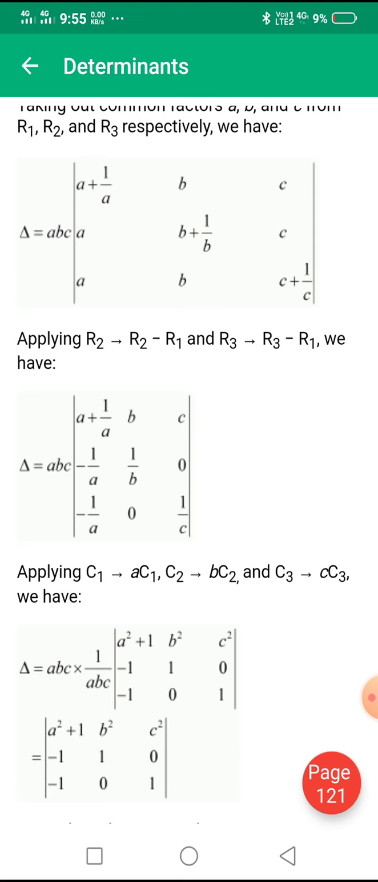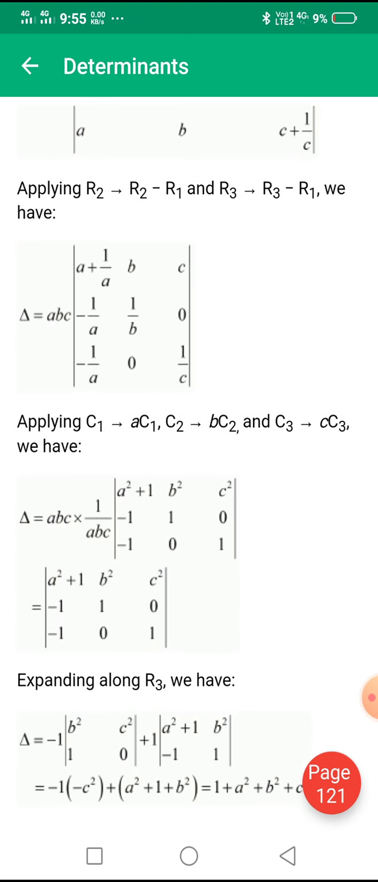The same way, if I subtract row 3 minus row 1, then a minus a will get cancelled out and we'll be left with minus 1 by a. b minus b will get cancelled out and we are left with 0, whereas c and minus c will get cancelled out and we will be left with 1 by c.